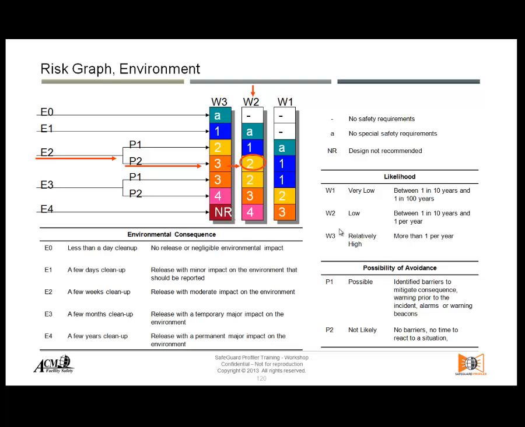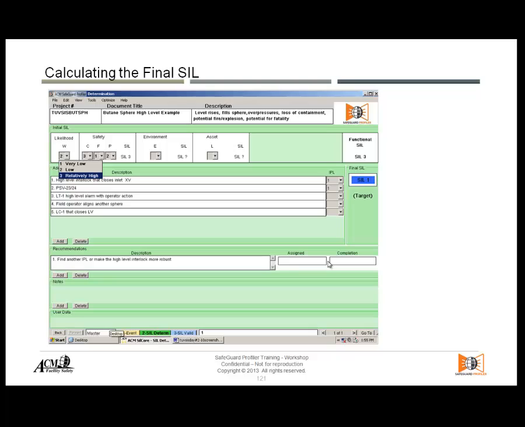That asset analysis requires us to have safety integrity level 3 for a safety implemented function in order to cover that risk. So in SafeGuard Profiler, how do you put that in there? We have here a safety implemented function loop, and then in the SIL determination page we have again the likelihood, the safety, and then the environment and an asset.